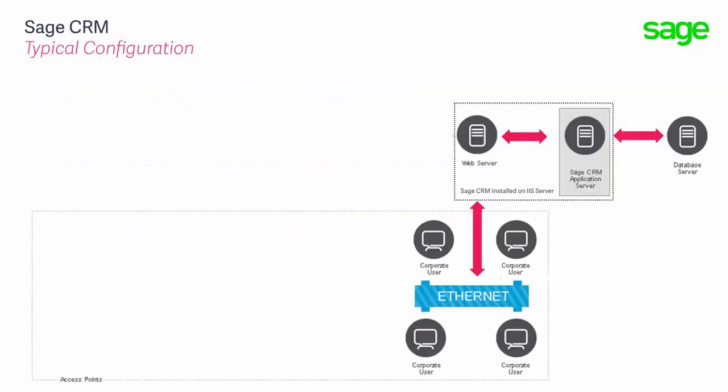Consider the image shown here. This shows a simple way of thinking about the implementation of Sage CRM. Here, users are within the corporate network and they can access Sage CRM through their browsers. The web server and the actual Sage CRM application server are physically on the same machine, but I've imagined them here separately. And if you want to know more about the system architecture, there is a lesson available within the e-learning area on system architecture for more background information.